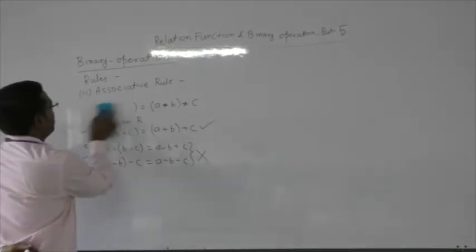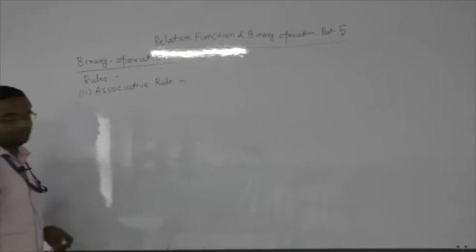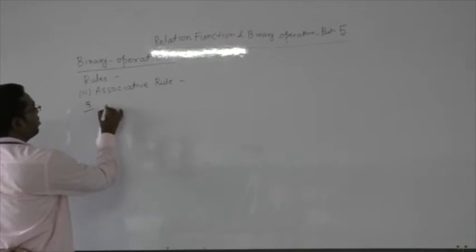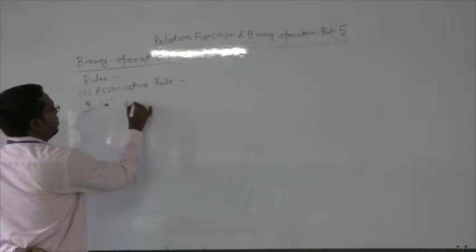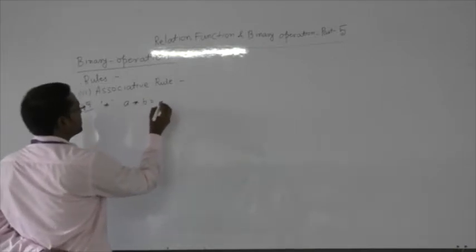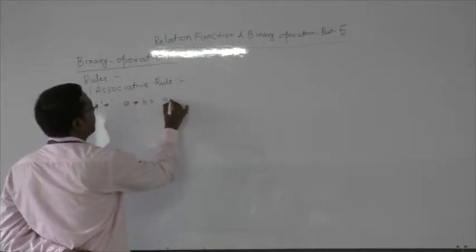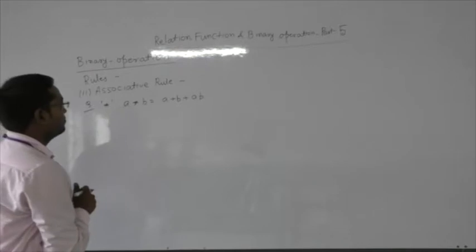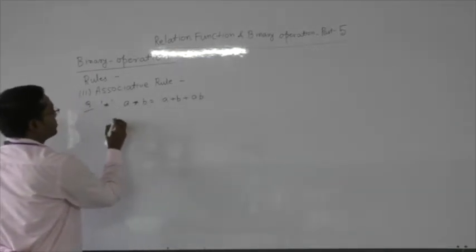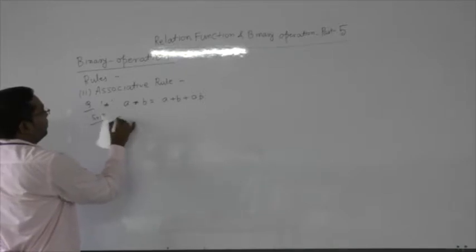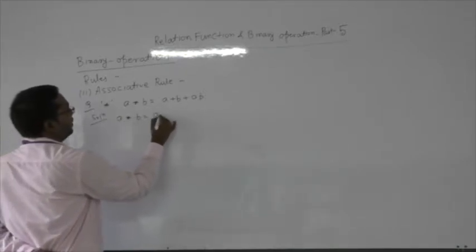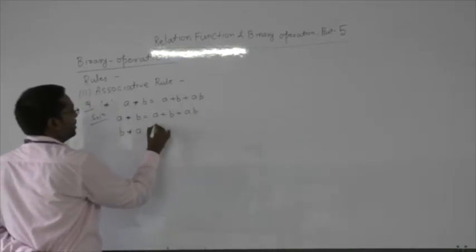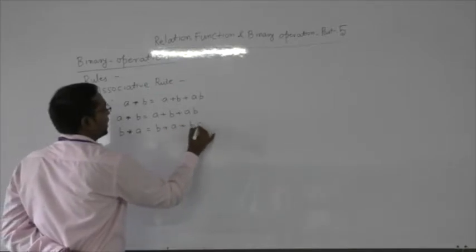Let's see one example based on it. Suppose the question says, check whether this binary operation follows the associative rule or not, where a star b we are defining as a plus b plus ab. Let's check. Now see, a star b we can write as a plus b plus ab. b star a we can write as b plus a plus ba, right?